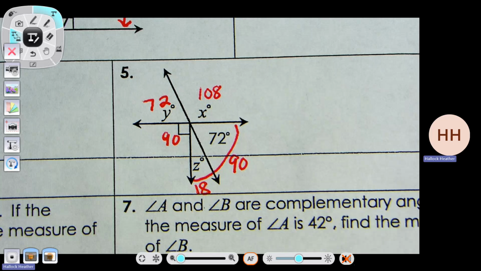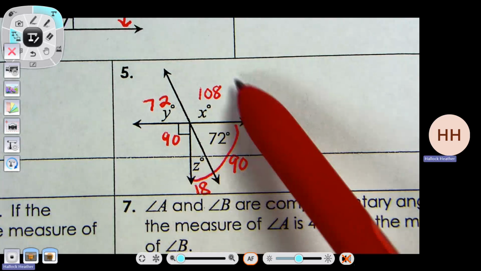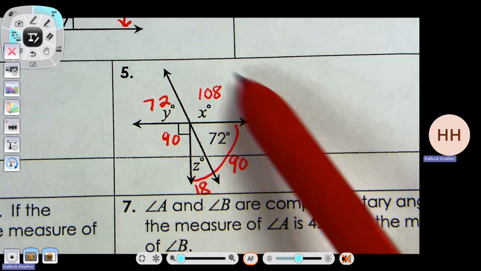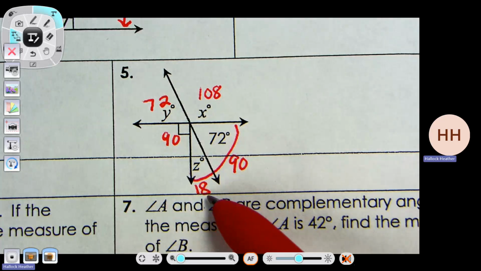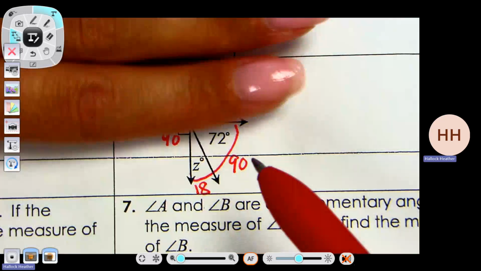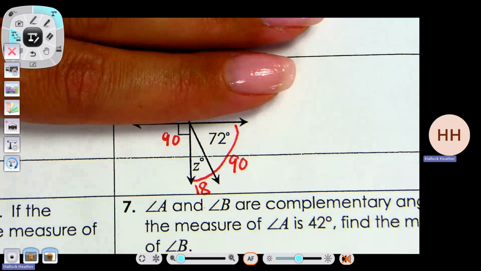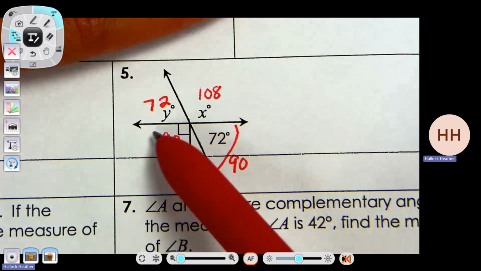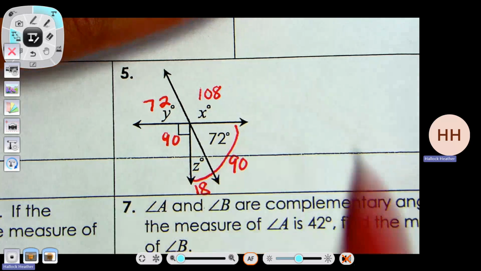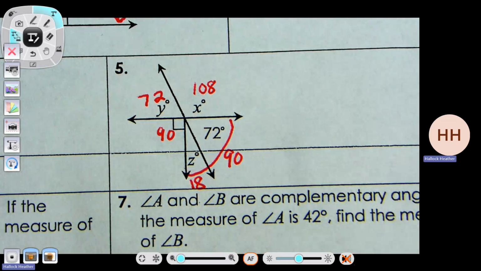You could do this a bunch of different ways. Somebody last class took the whole thing as a circle that makes 360 and subtracted everything else, and you get 18. You could do that. If you want, this piece is 180 also, so you could add all of them to make 180. She just said she knew this was 108, so she subtracted 90 from 108 and got the missing piece. It doesn't matter. We're getting to the point in geometry that you could do it a million different ways and get the same answer. As long as your math is correct and the logic is correct, then you're fine.